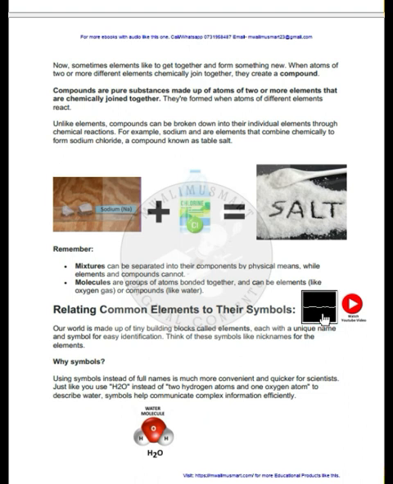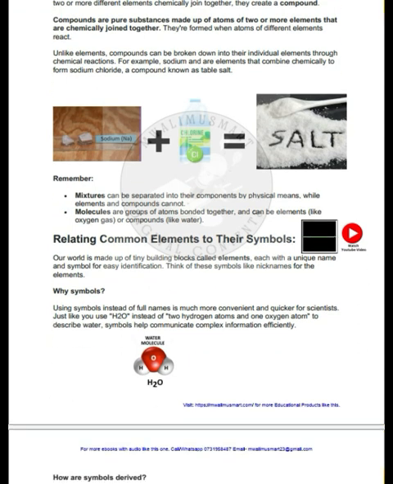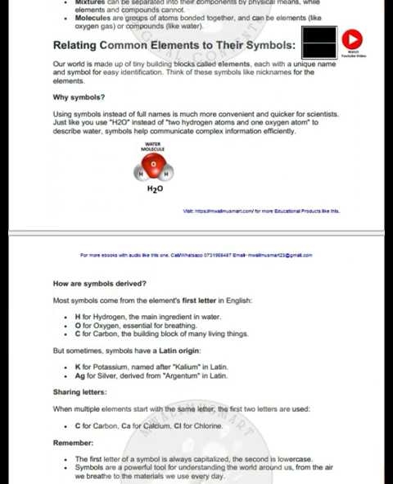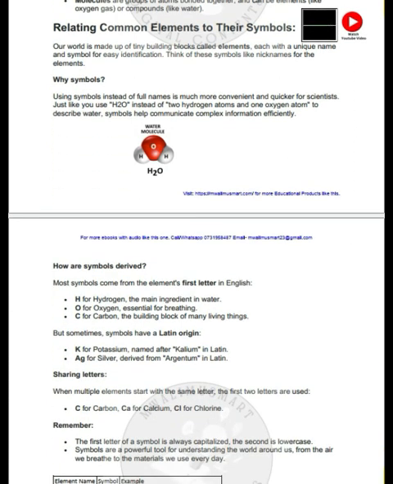Relating common elements to their symbols, a simplified explanation. Our world is made up of tiny building blocks called elements, each with a unique name and symbol for easy identification. Think of these symbols like nicknames for the elements. Why symbols? Using symbols instead of full names is much more convenient and quicker for scientists. Just like you use H2O instead of 2 hydrogen atoms and 1 oxygen atom to describe water, symbols help communicate complex information efficiently.